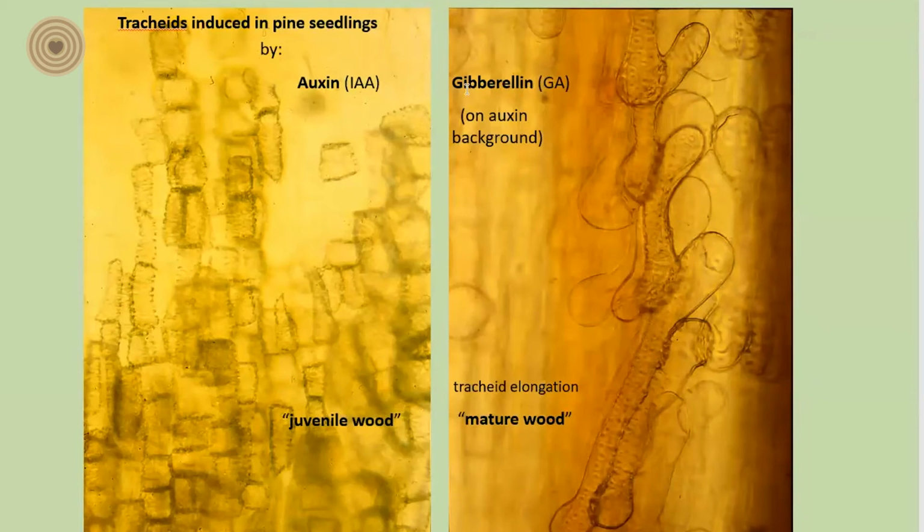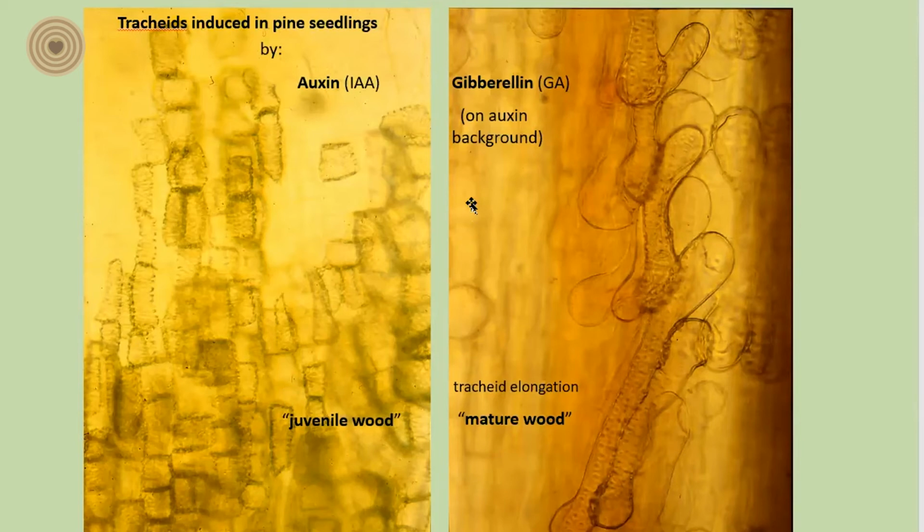However, when we add gibberellin with a background of low auxin, we start to get an elongation of these tracheids. You can see how much they elongate, and we get a kind of mature wood. So here we have a kind of juvenile wood with only auxin, and when we add gibberellin, the effect of mature leaves, we get a longer fiber, longer tracheids, like in mature wood.